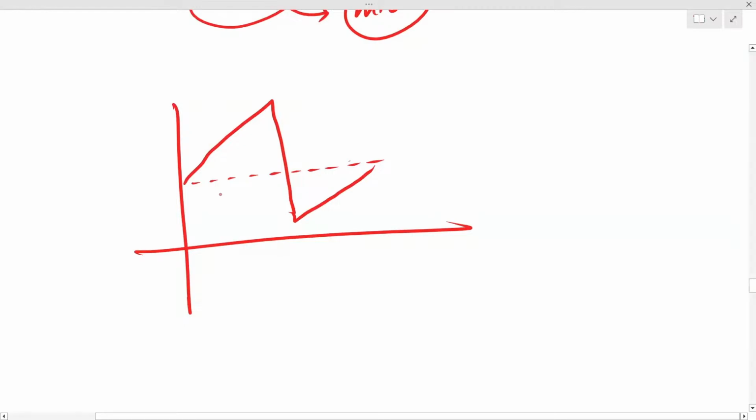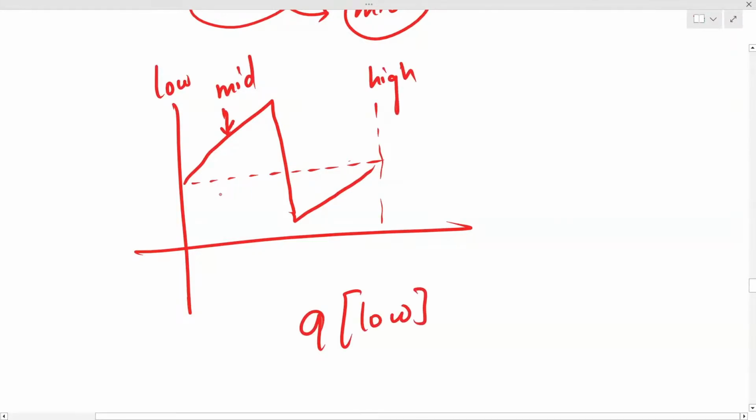So now if our mid is this point, we'll check A of low; this point is low and this here is high. If A of low turns out to be less than A of mid, then we'll shift to the right part, the right range.